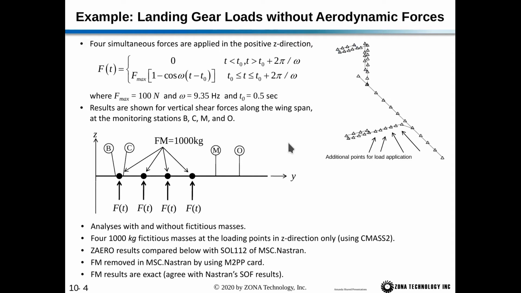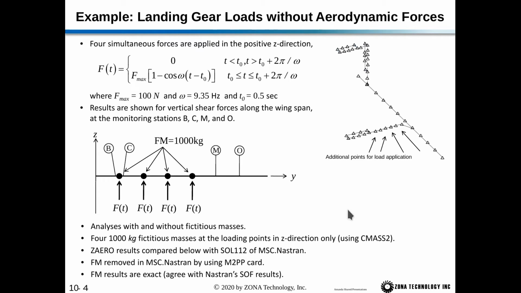And the results are shown for the vertical shear forces along the wingspan at the monitoring stations B, C, M, and O. Now, stations B and C are just before and after the first inboard point where the force is applied. M is outboard of the last point, and then O is much farther outboard. So the point O should not see the local deformations because it's far away from the concentrated forces.